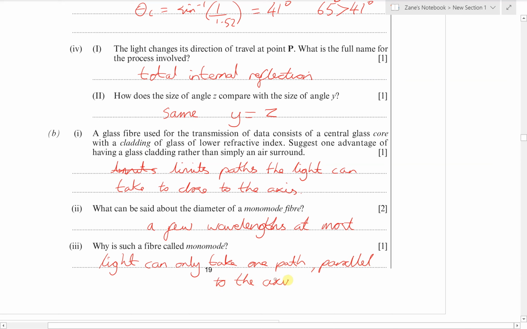Be careful here that you don't say, for example, that the light only has one mode, because that doesn't really explain the situation.